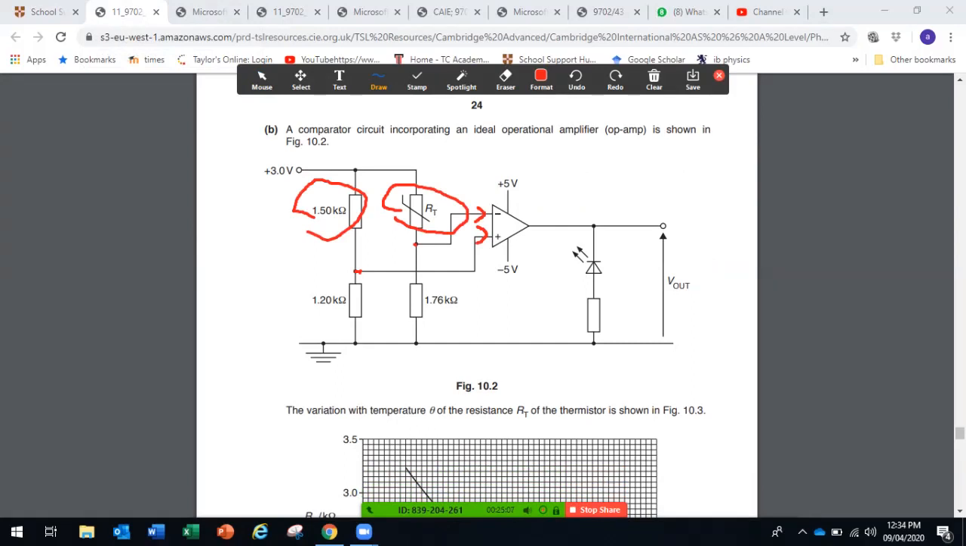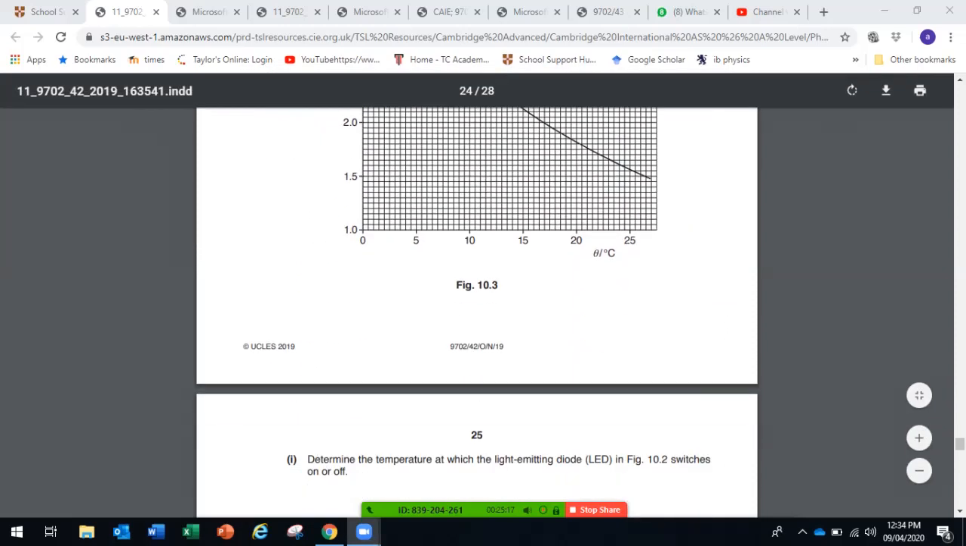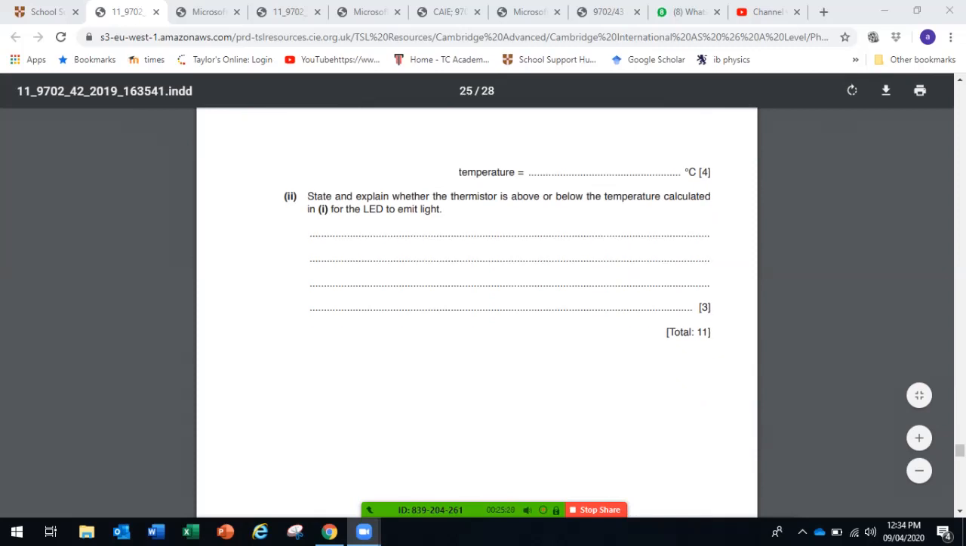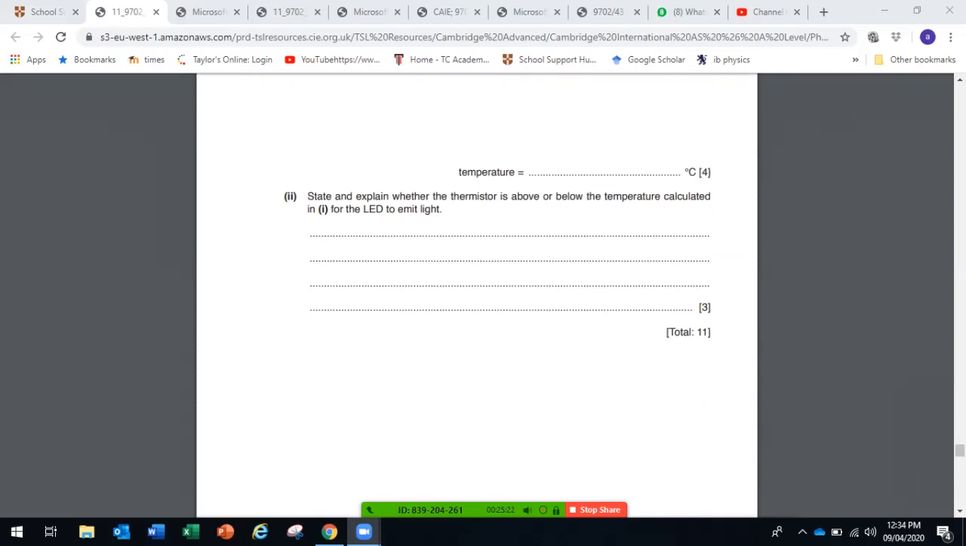Okay. Yes, sir. Any other question? The same part, but the second question: explain whether the thermistor is above or below the temperature calculated for the LED to light up.